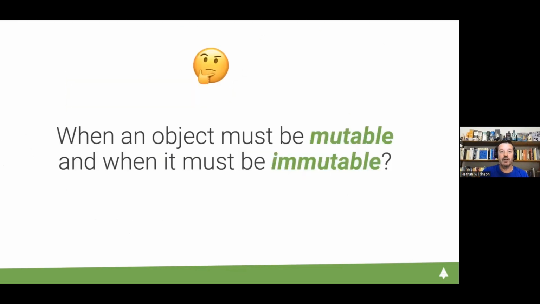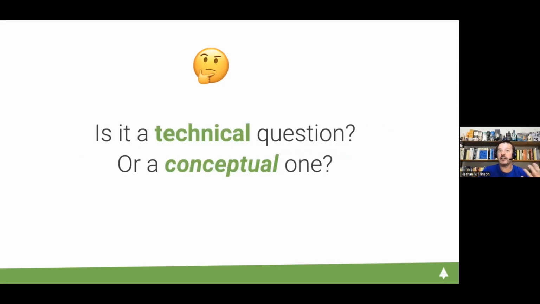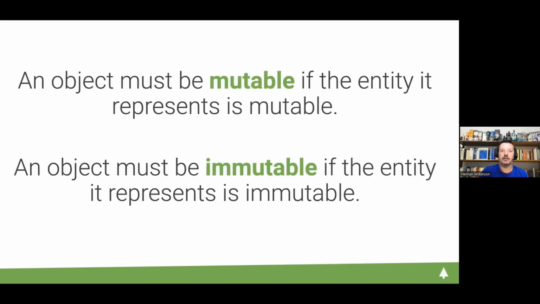So when we follow these heuristics, one important question we have to ask ourselves is when an object must be mutable and when it must be immutable. Is it a technical question, or is it a conceptual one? The answer is very simple, and as you may guess, it's a conceptual question. An object must be mutable if the entity that is represented is mutable.